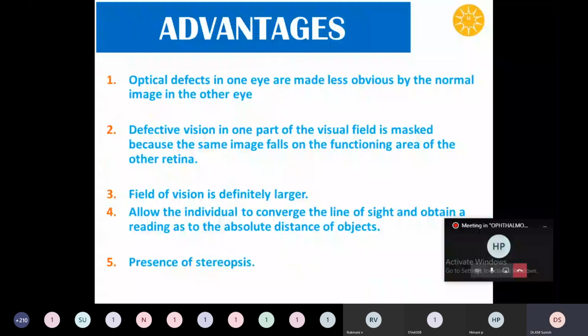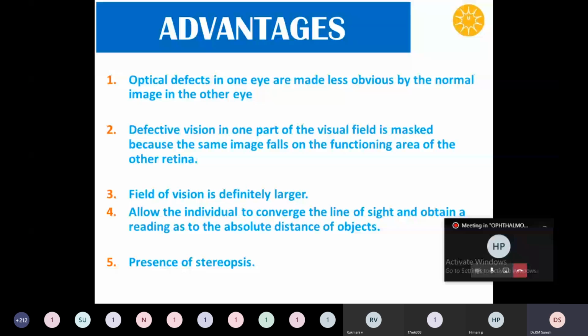What are the advantages of binocular single vision? Defects of one eye are made less obvious by the normal image in the other eye. For example, even if the patient has a very bad vision in the left eye, around 6/9, and in the right eye the patient has 6/6, when the patient sees with both the eyes open, the optical defects in one eye are made less obvious by the normal image in the other eye. That's the normal image in the right eye. Defective vision in one part of the visual field is masked because the same image falls on the functioning area of the other retina. These are the advantages.